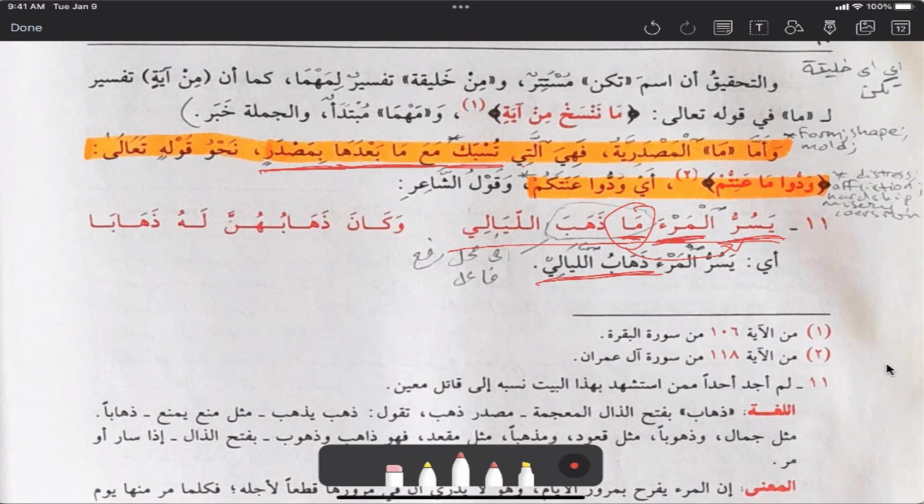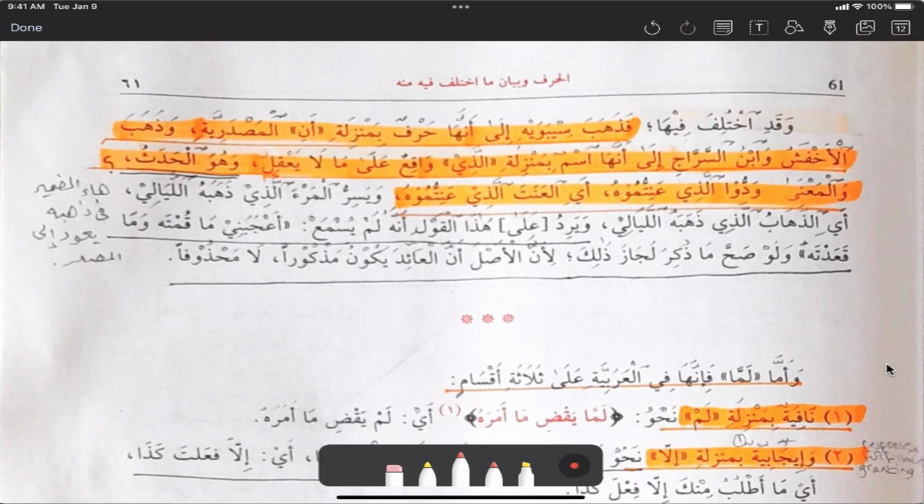So ma dhahaba together means dhahab, which is the masdar. You say dhahaba, yadhabu, dhahaban. Dhahaba, he went. Yadhabu, he goes. Dhahaban, a going. He says, وَقَدْ اخْتُلِفَ فِيهَا. There has been a difference of opinion about this ma.